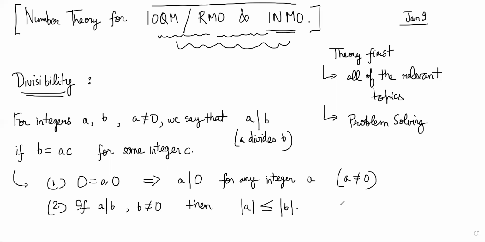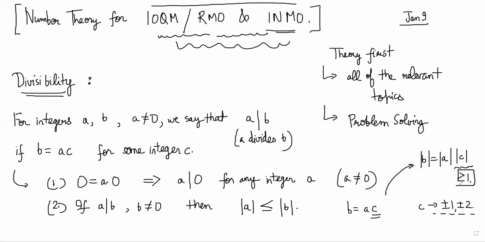Why is this true? Because a divides b means b is equal to a into c, and if b is not 0, then that means c cannot be 0. So c must be some integer. It could be plus minus 1, plus minus 2, and so on, and higher integers. If you take mod on both sides, mod b is equal to mod a into mod c, and mod c will be greater than or equal to 1. So we get that mod b should be greater than or equal to mod a. This really means that if a is dividing b, then b must be greater than a or equal to a. Those are the two options.